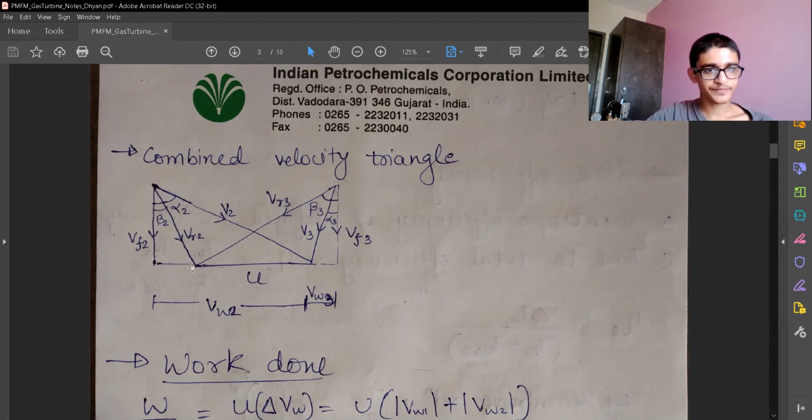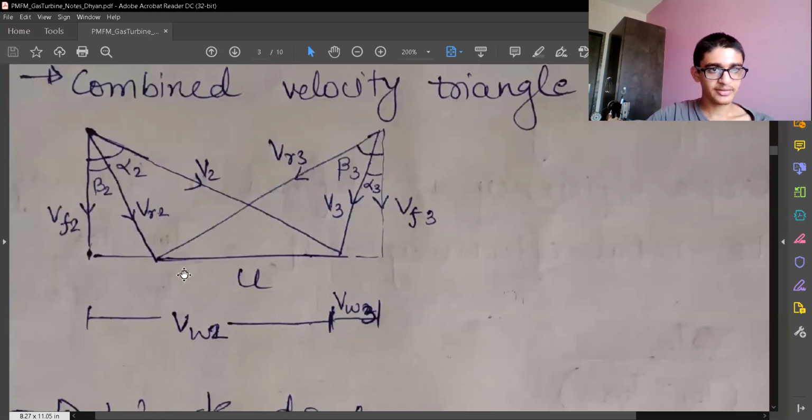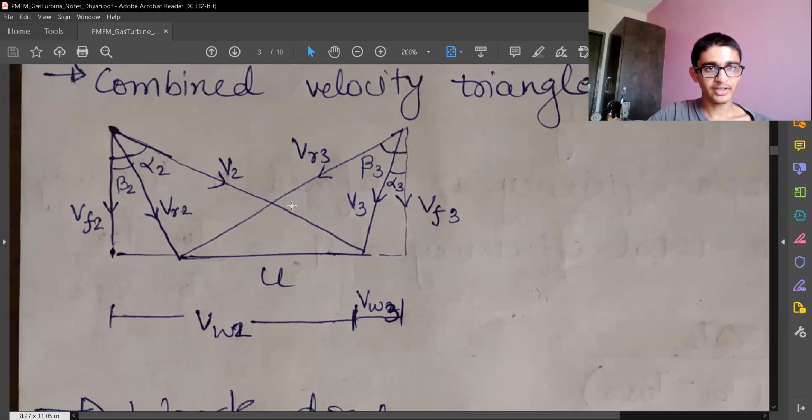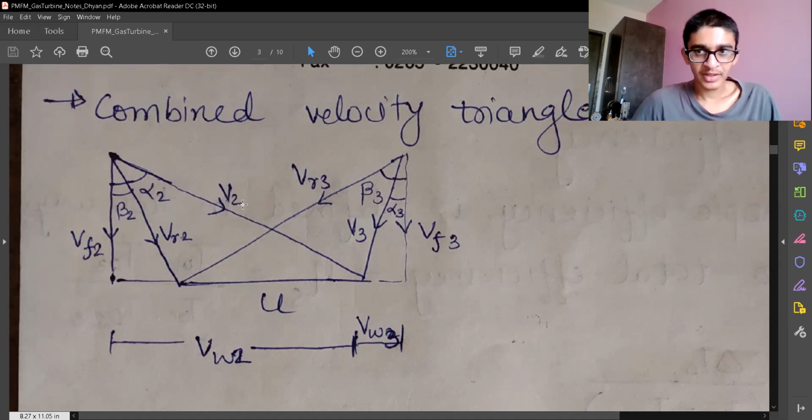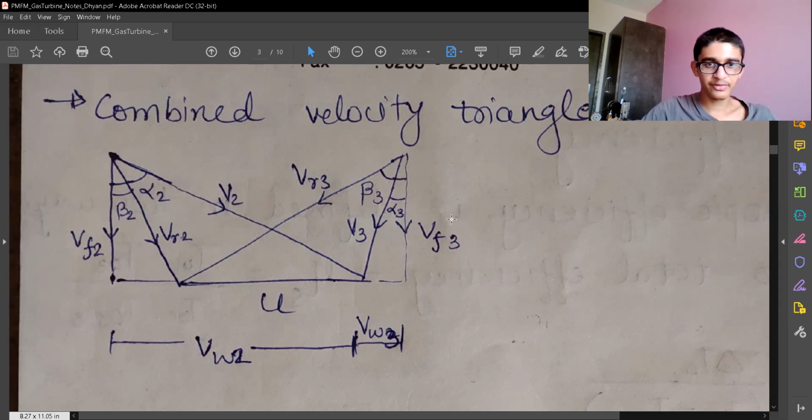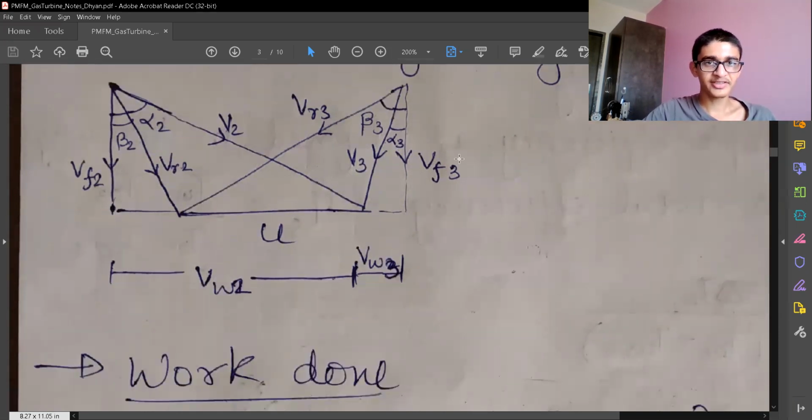So we have common base U. Let me zoom in. Yes, we have V2, V3. The one thing we need to remember is that 2 and 3 are the inlet and exit for the rotor. So over here we will start using 2 and 3 instead of 1 and 2, which we were doing earlier. So we have VF2, VF3. We have V2, V3, VR2, VR3, and the angles are with respect to the perpendicular direction of U, that is with respect to VF. And VW1, VW2 and VW3 are defined as earlier. So all the things remain the same. The only thing that changes is the angles. We are defining angles with respect to the perpendicular direction.